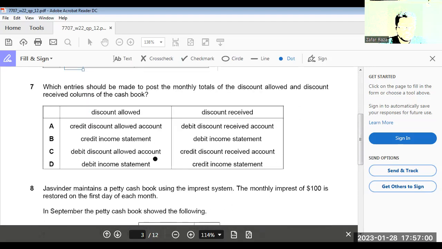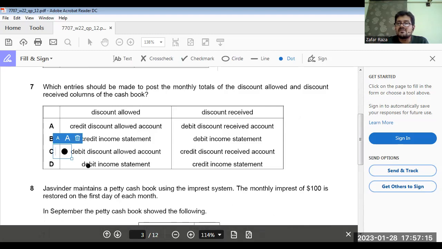Okay. Now, which entry should be made to post the monthly totals of discount allowed and discount received columns of the cash book? It's very simple. Debit discount allowed, credit discount received. Nothing else. Not to worry at all. Okay.